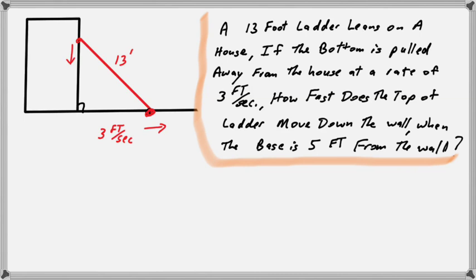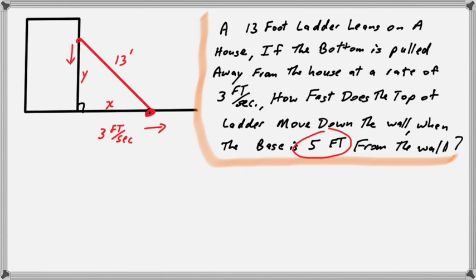Now, I said the base is changing, so I have to give it a variable. I tend to give horizontal lengths x and vertical lengths y. Yes, x is 5, but only for an instant, right? If the base is being pulled out, that length is changing, so I can't use a constant.